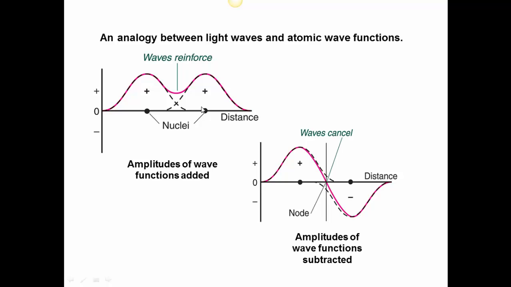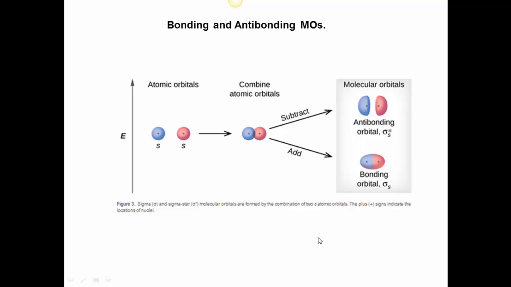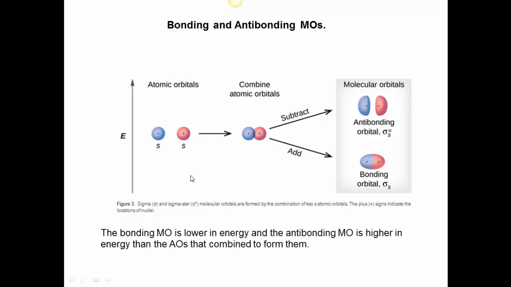So this is just an analogy of a regular wave. Waves will constructively interfere, they'll reinforce, and will have increased electron density, or waves can destructively interfere, and they can cancel out where we can get a node. So if we have an increase of electron density between two nuclei, this is called a bonding orbital. But if we have a decrease in electron density, such as a node between our two nuclei, this is an antibonding molecular orbital.